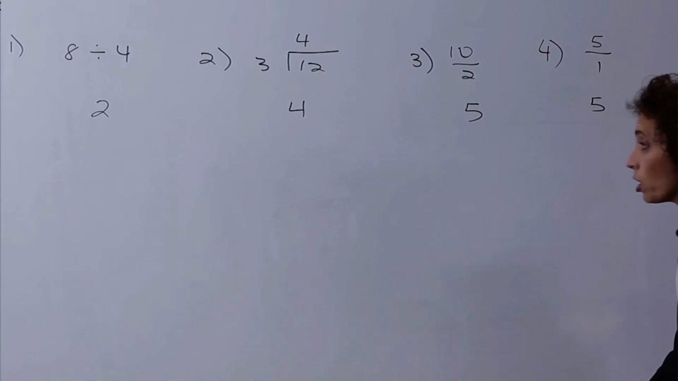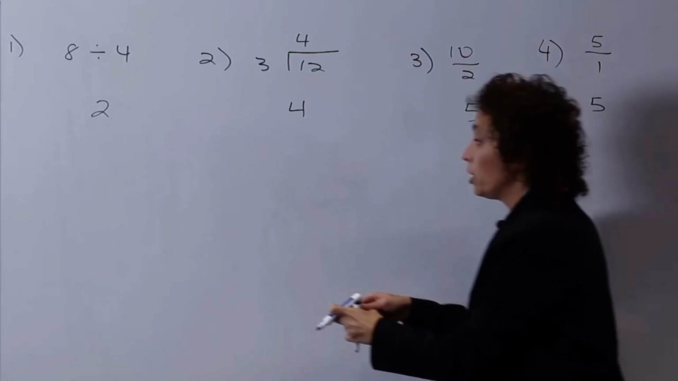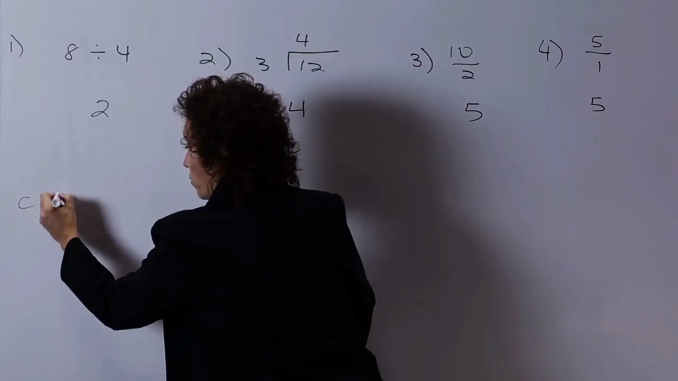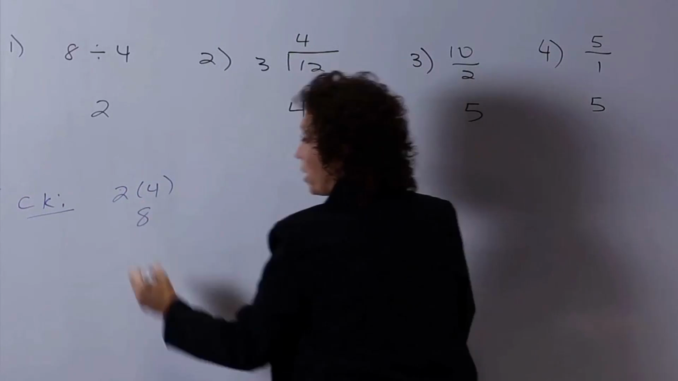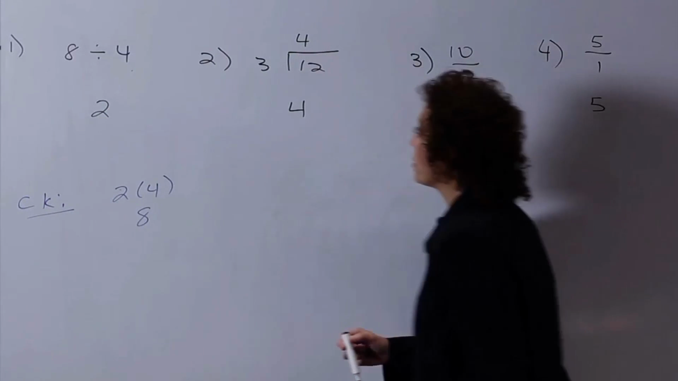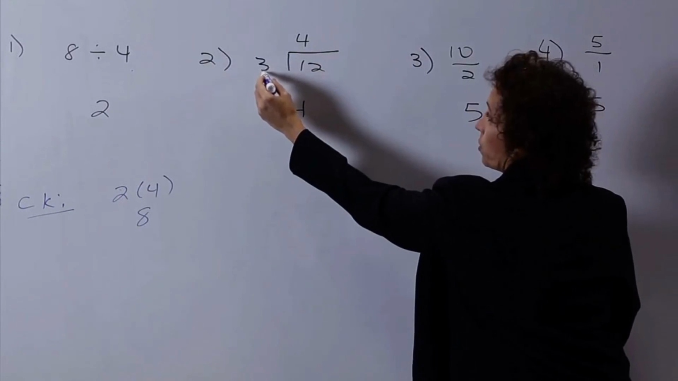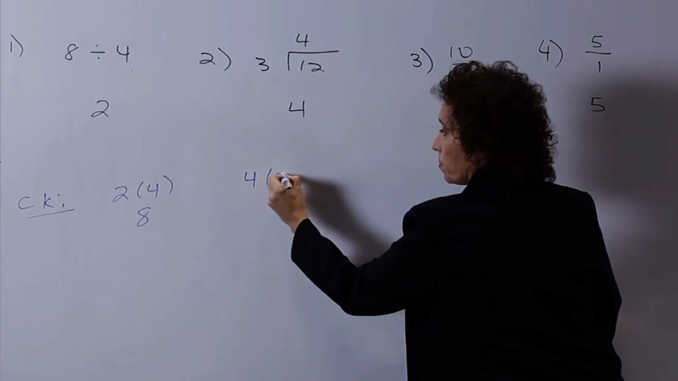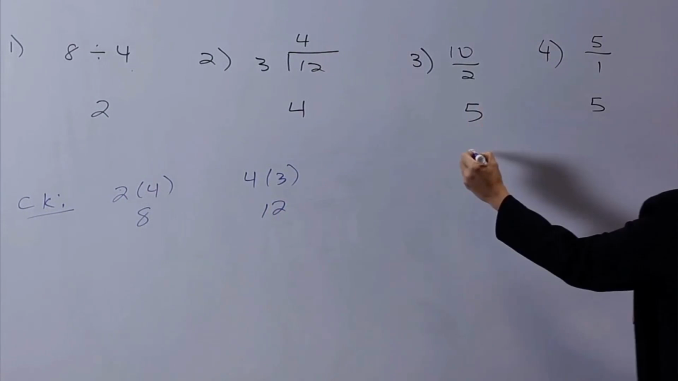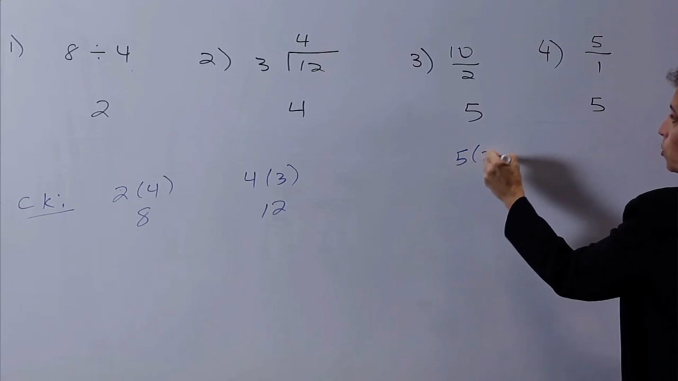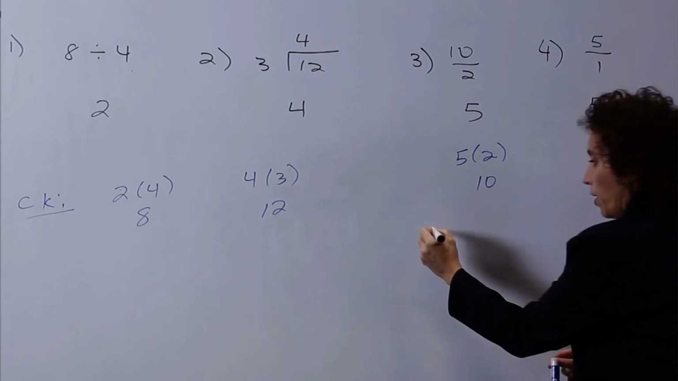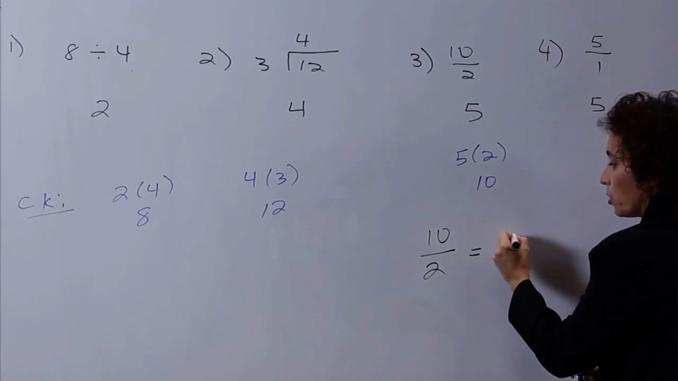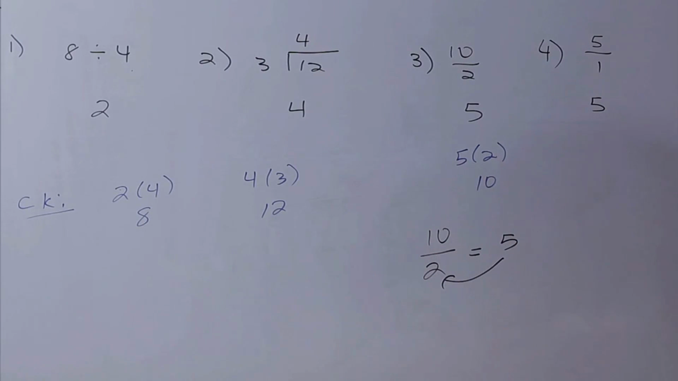Now we can check this. What's really cool is the opposite of division is multiplication, so we can check this. I can check this by going 2 times 4 is 8. I can check this by going 4 times 3 is 12. I can check this by going 5 times 2 is 10, which is another reason I like this version, because watch this. If I write it like this, 10 divided by 2 is 5, I know I just multiply those two, and I get the numerator, or the number on top.